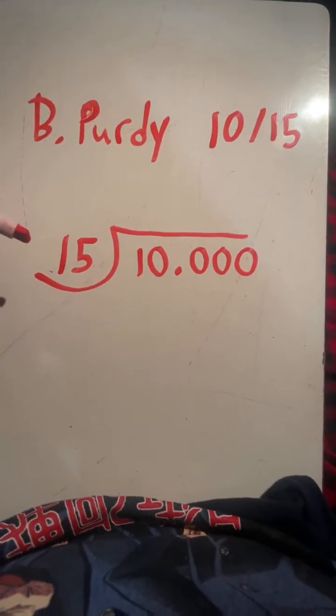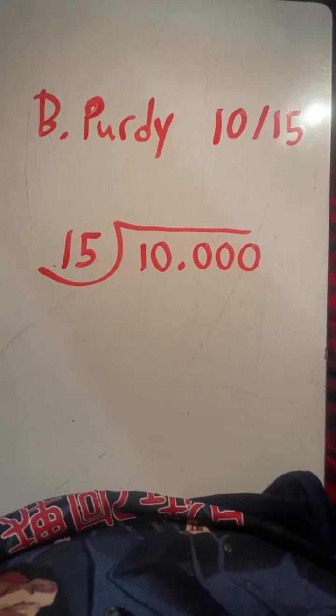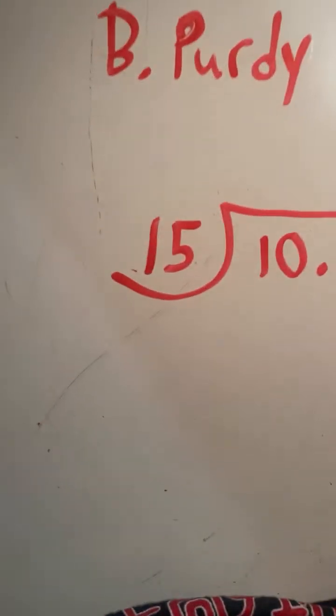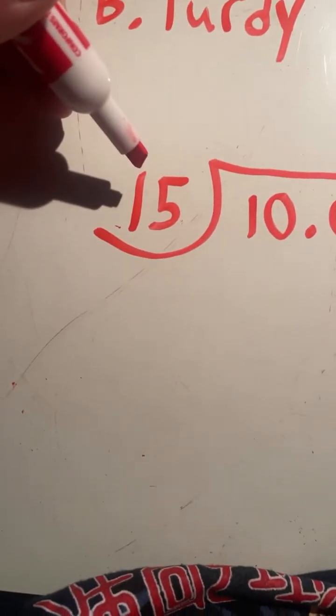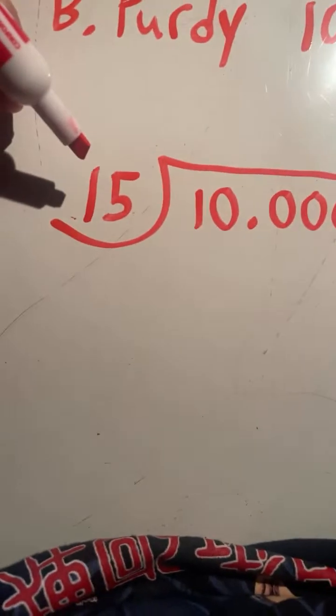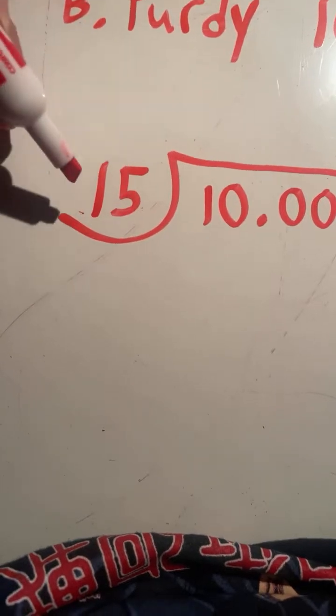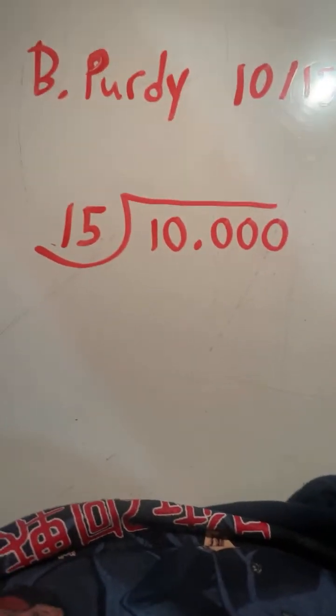So what I'm going to do is divide as if I'm dividing with a whole number, and at the very end I'm going to add in the decimal point. So we cannot do 10 divided by 15 because, as you know, the rule is the number outside has to be bigger than the number inside. But we can do 100 divided by 15. So I'm going to see how many groups of 15 go into 100 to start.